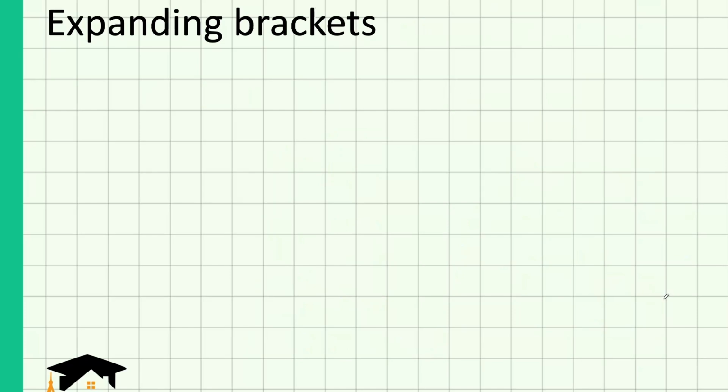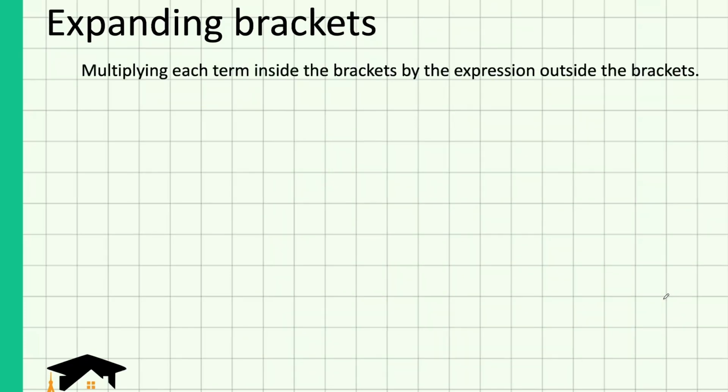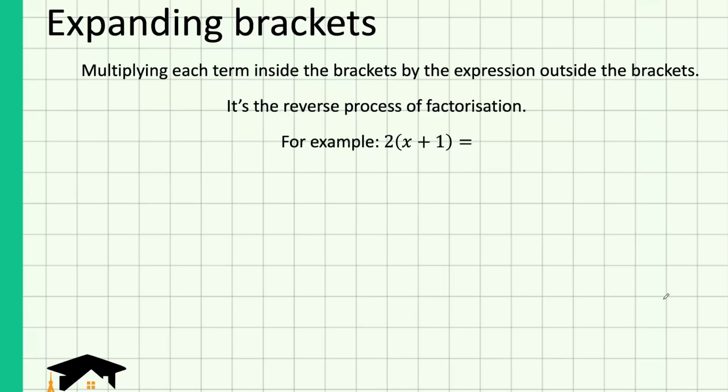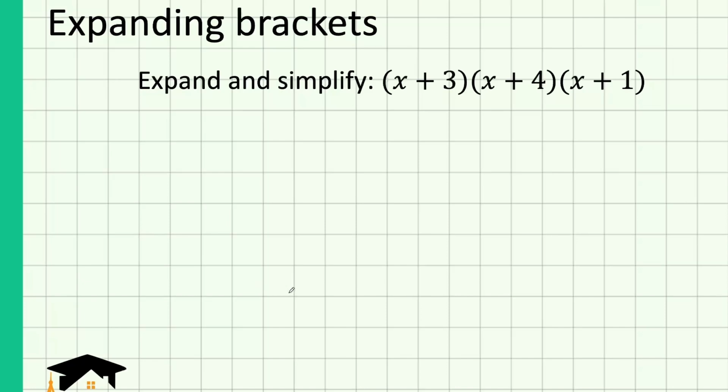Now let's see what it is to expand brackets. This is something that we have already done. That is, multiplying the terms inside the brackets by the expression that is outside the brackets. And as we've seen, it's the reverse process of factorization. For example, if we have 2 times x plus 1, we have to multiply 2 times x and then add 2 times 1. It's addition because here we have a plus. So this gives us 2x plus 2. Now let's work with this expression.